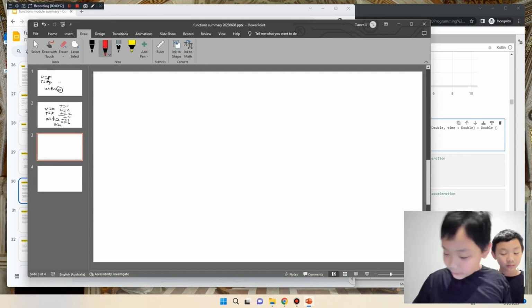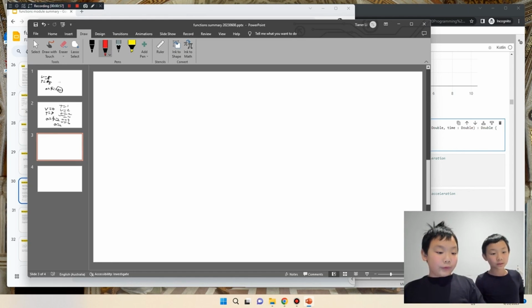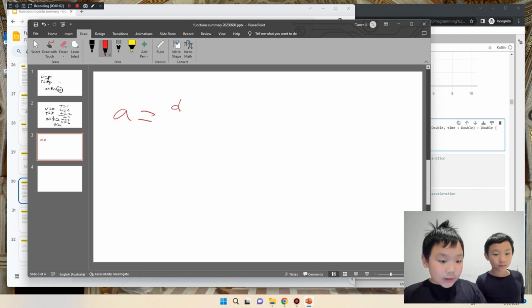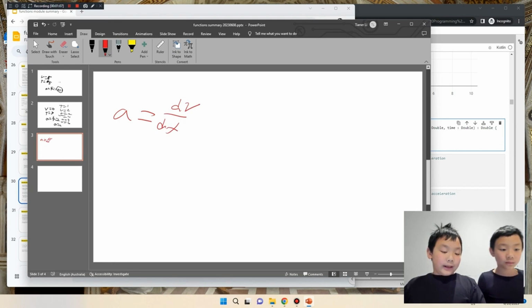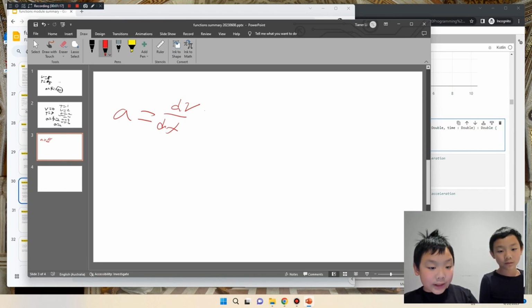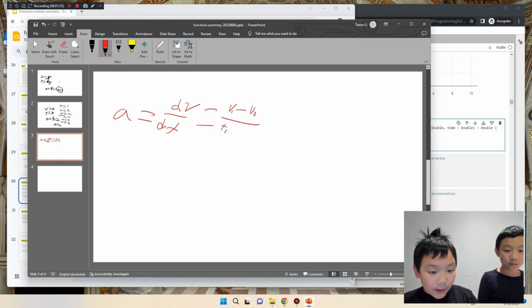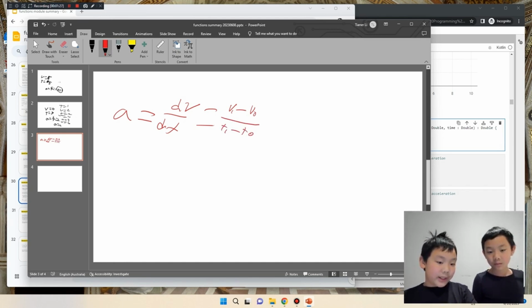Open PowerPoint. Okay. So the acceleration can be written as a formula: A equals delta V over delta T. This basically means acceleration is equal to the change in velocity over the change in time. So if we plug in some random numbers, as you can see, this equation will work. This can also be written as V1 minus V0 over T1 minus T0, which is basically the same thing as I just told you.